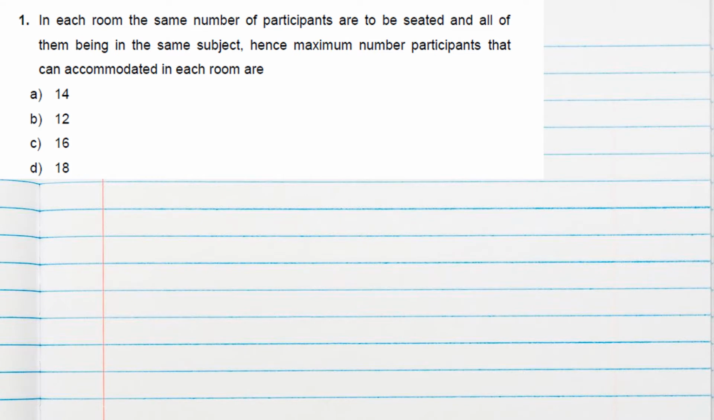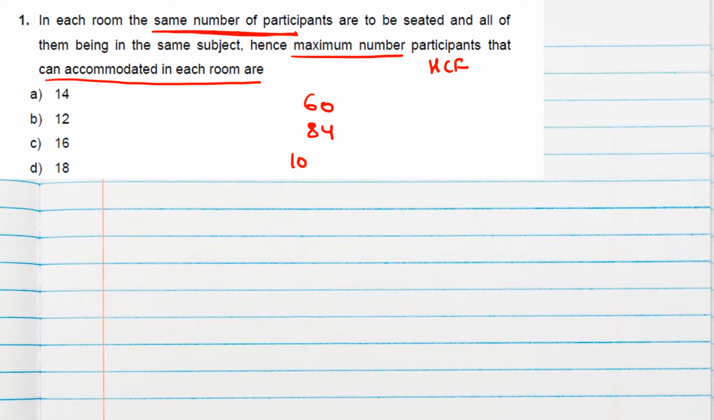So the question is, in each room the same number of participants are to be seated, meaning equal distribution, and all of them being in the same subject, hence the maximum number of participants that can be accommodated in each room. Whenever you see maximum number and equal distribution, we find the HCF, the highest common factor, of the given numbers. Three numbers are given to us: 60, 84 and 108.